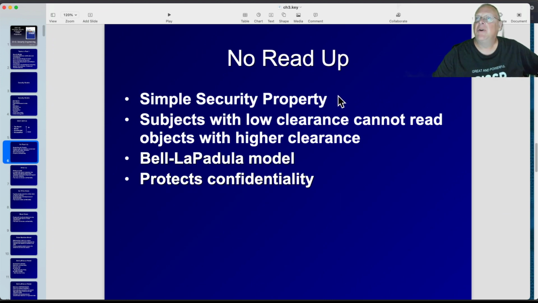This is the most obvious thing for the simplest kind of security. Obviously, the whole point of making things secret is so people who are not cleared with secret clearance are not allowed to see them. So no read up is the most simple, obvious security policy. That would seem to be the most important thing, and that's the Bell-LaPadula model. No read up is what it has.